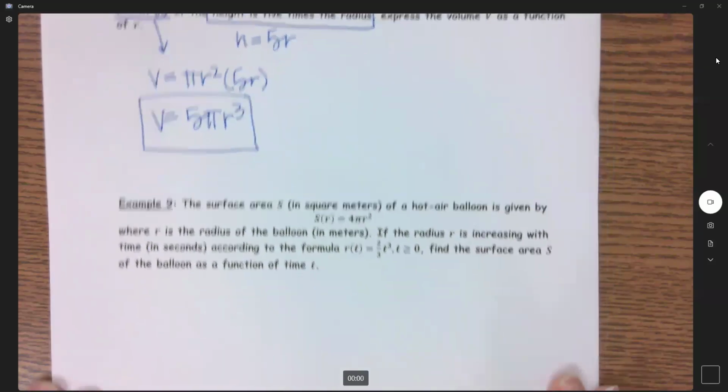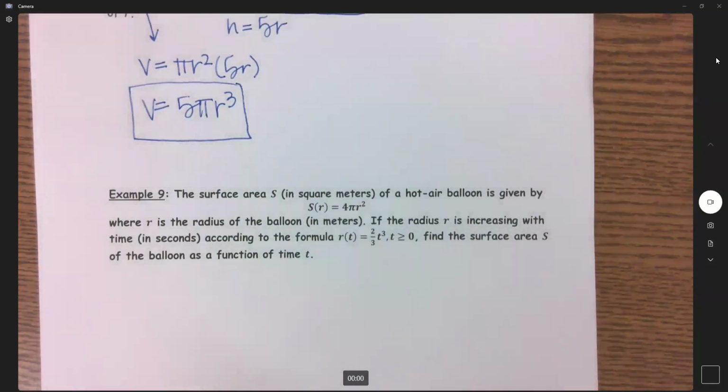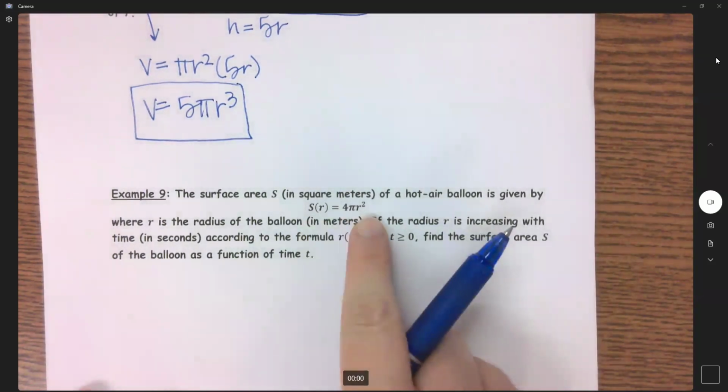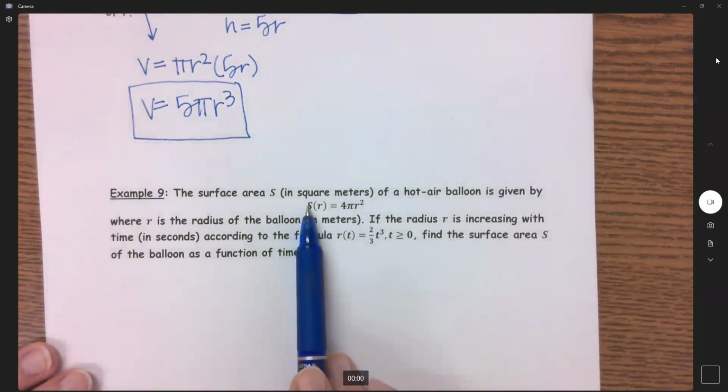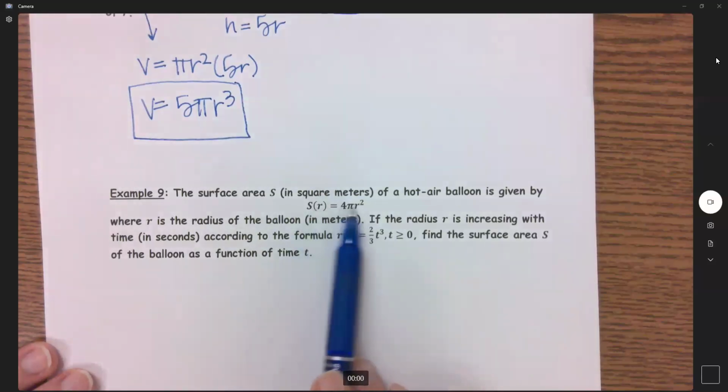Okay, example 9 is asking us to do the exact same thing, pretty much. It says the surface area S of a hot air balloon is given by, where r is the radius of the balloon in meters. If the radius r is increasing with time in seconds, according to the formula of r equals 2/3 t cubed, find the surface area of the balloon as a function of time. Right now, it is a function of r. You have S of r. And that's the only unknown that we have here.